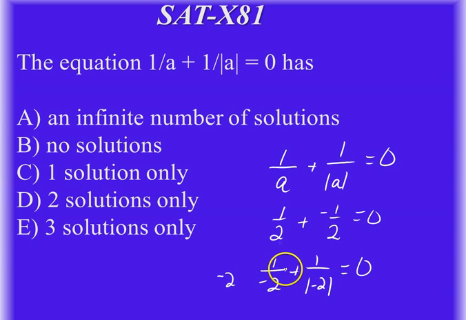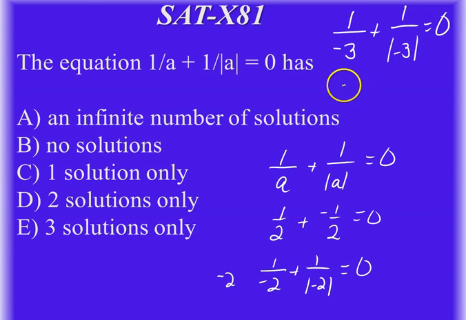Now, how many different numbers could you put in for a? Well, any negative number is going to work. So if you want to consider another one, for example, -3, if a is -3, first fraction, second fraction, 1 over the absolute value of -3, guess what? It's that same scenario where the two fractions will have opposite signs, therefore their sum is going to equal 0. So you can just keep going and going and going, -3, -4, etc. So there are going to be an infinite number of solutions. Choice A, all done.